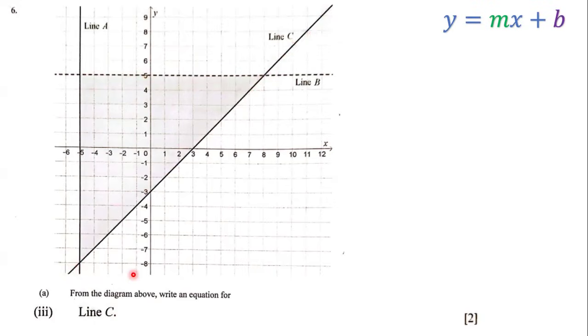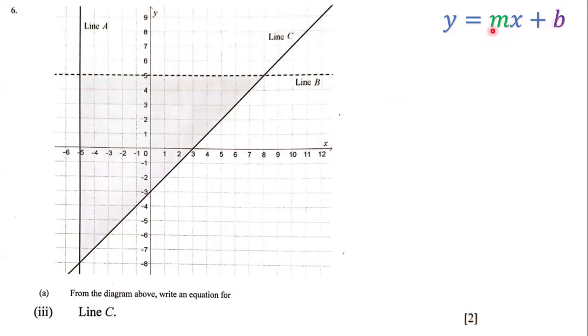Well, the general equation for a line is y is equal to mx plus b. This is the general form for an equation of a line. We can express line C in this particular way. And so what we're going to do is figure out what is m and what is b. Because this is the general form, but what we need to do is figure out, for our particular line, what is m and what is b.